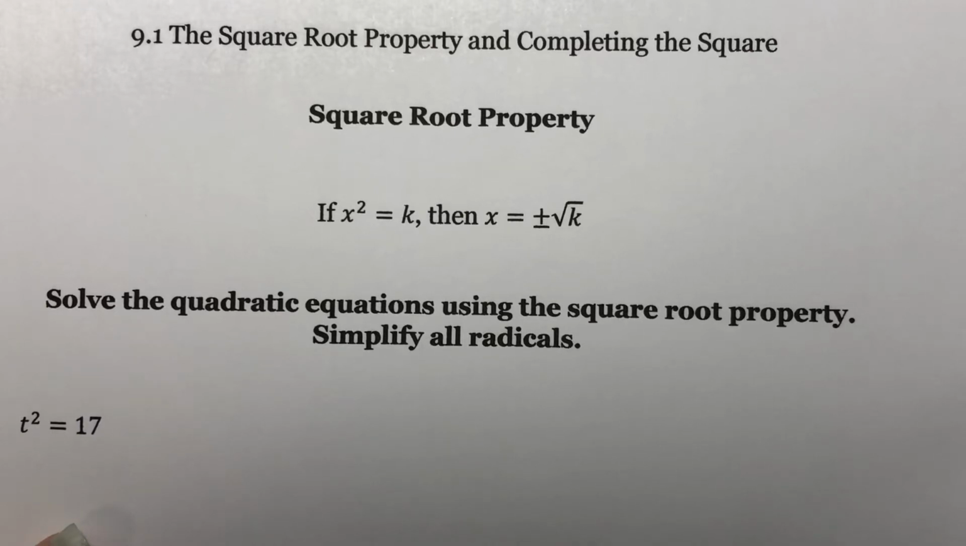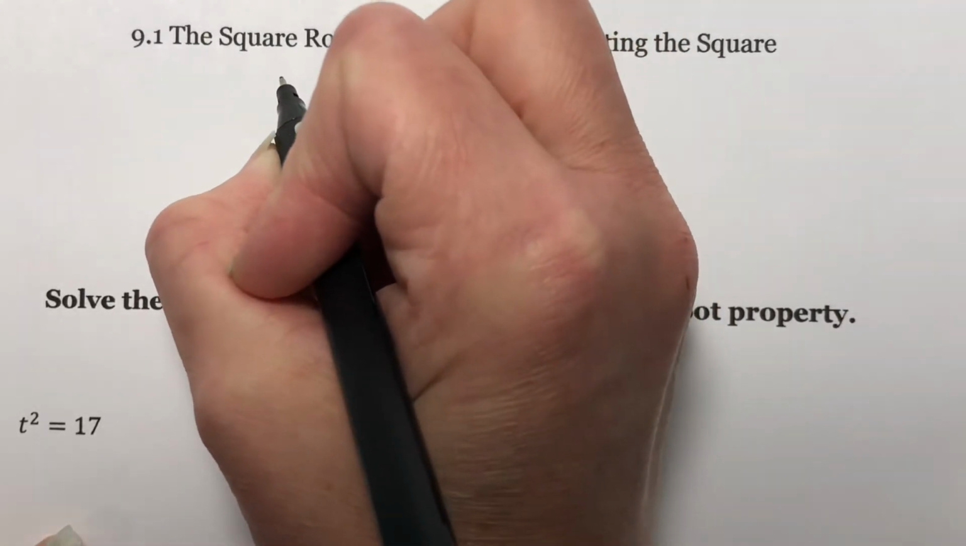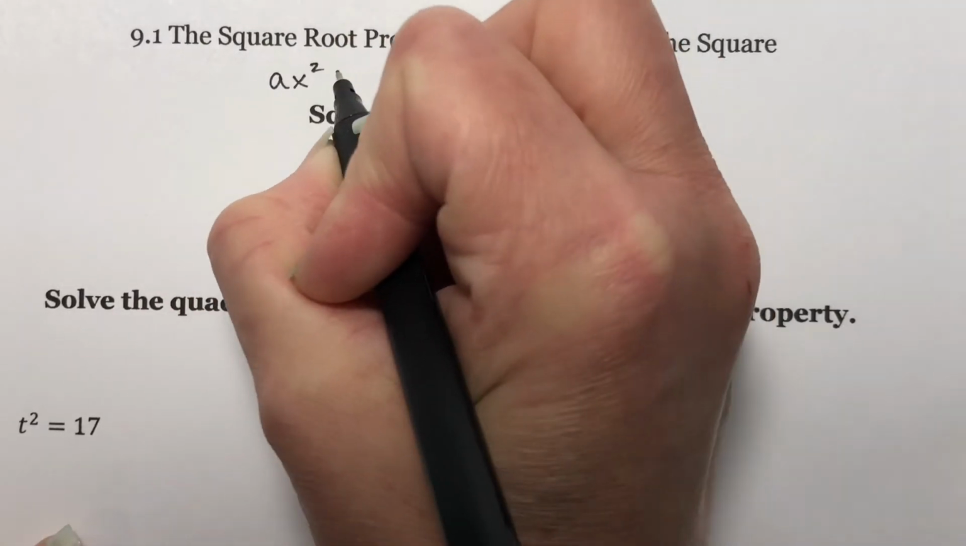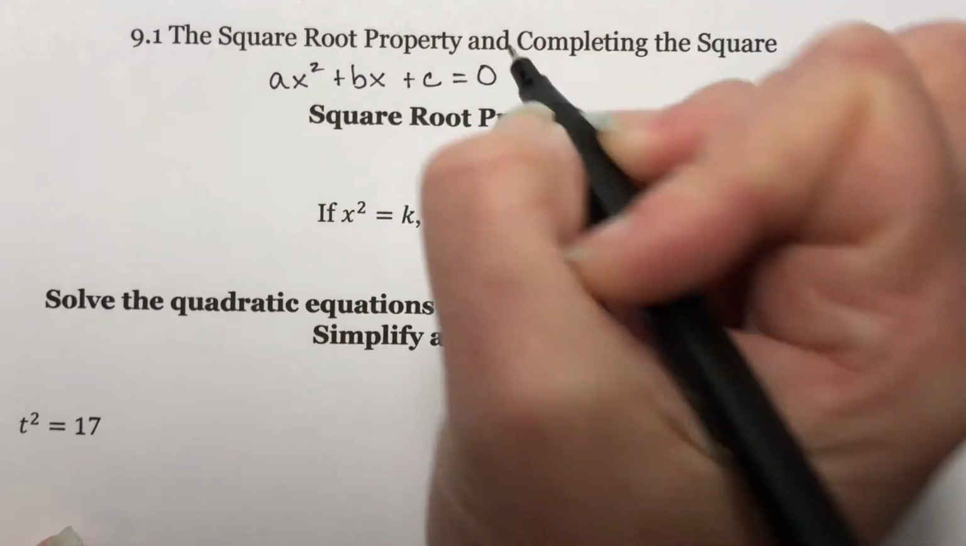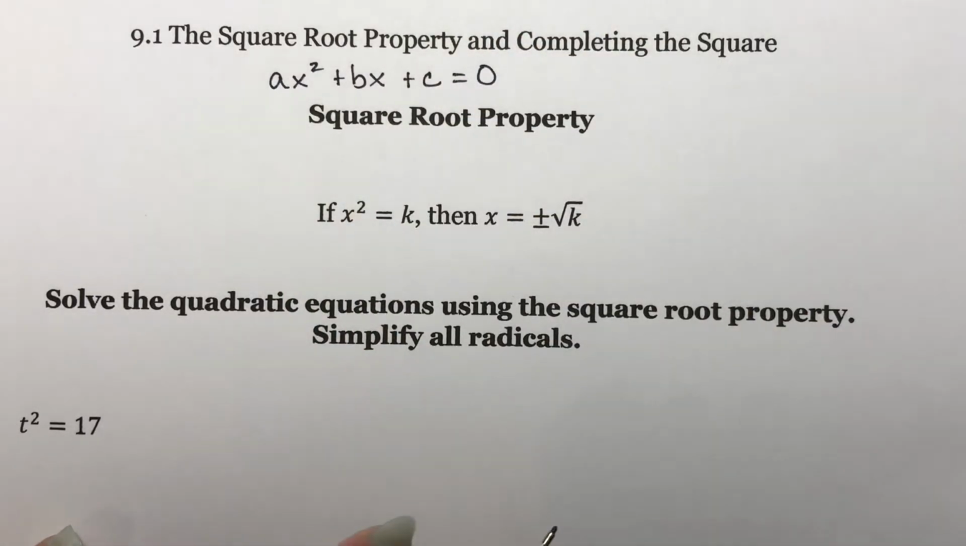This is section 9.1, the square root property and completing the square. What we're going to be doing here is solving quadratic equations. These were things like ax squared plus bx plus c is equal to 0. Now we have solved these before.